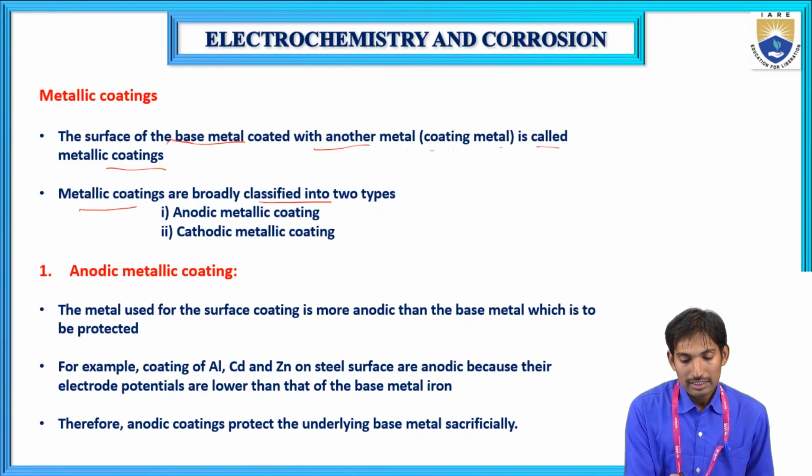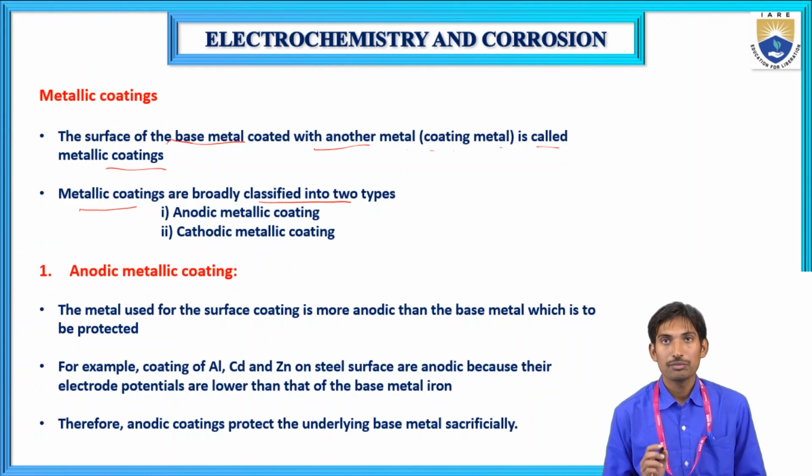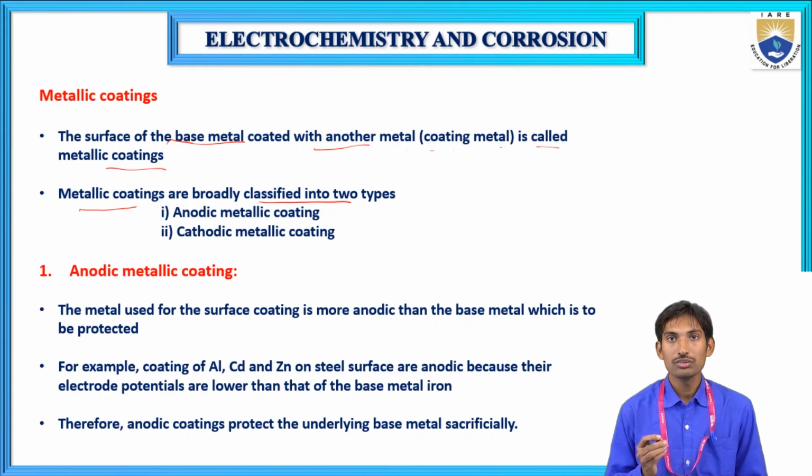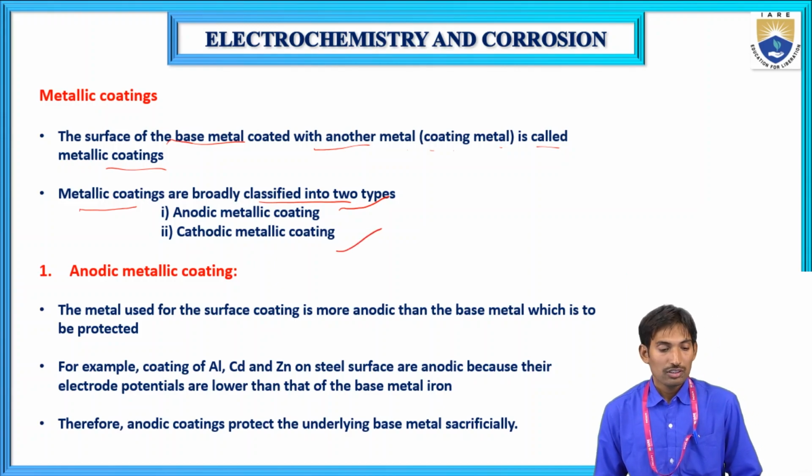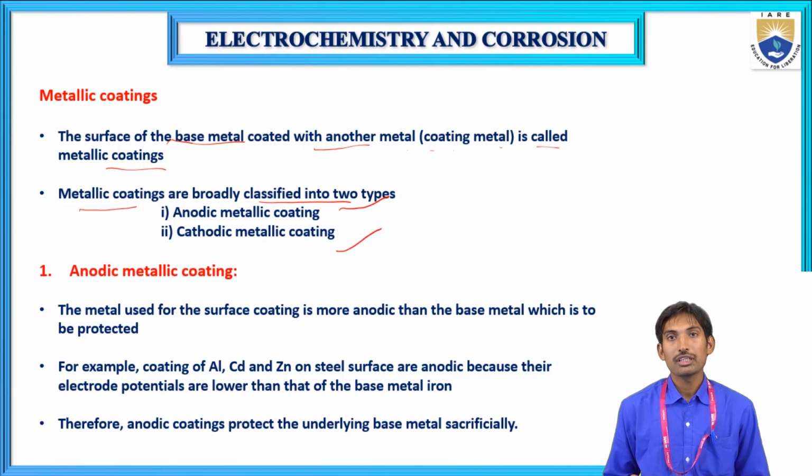Metallic coatings are broadly classified into two types. What are they? The first one is anodic metallic coating and the second is cathodic metallic coating. First, we are going to see anodic metallic coating. What is anodic metallic coating? In anodic metallic coating, we are coating our base metal with anodic metals, meaning the reduction potential of the coating metal will be less compared with our base metal.